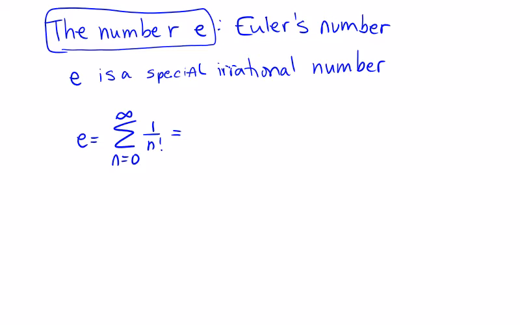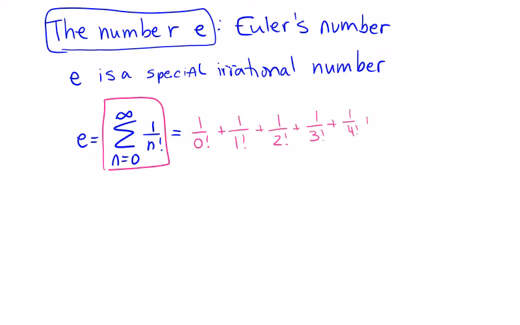So Euler's number is a special irrational number, and we use the letter e, and it is the sum from n equals 0 to infinity of 1 over n factorial. So what does that mean? That means we're going to have 1 over 0 factorial plus 1 over 1 factorial plus 1 over 2 factorial plus 1 over 3 factorial plus 1 over 4 factorial. And we're going to do this forever until essentially we get to infinity. Remember, there is no infinity. So what does this actually mean?